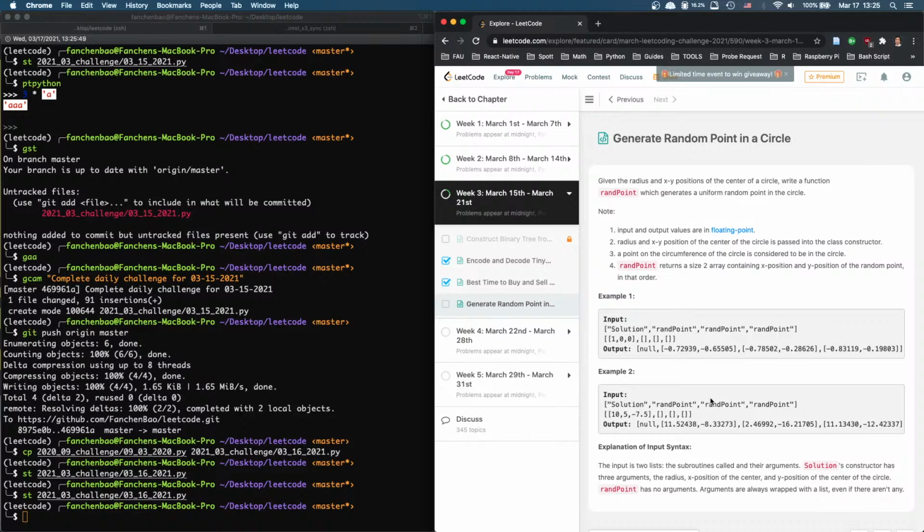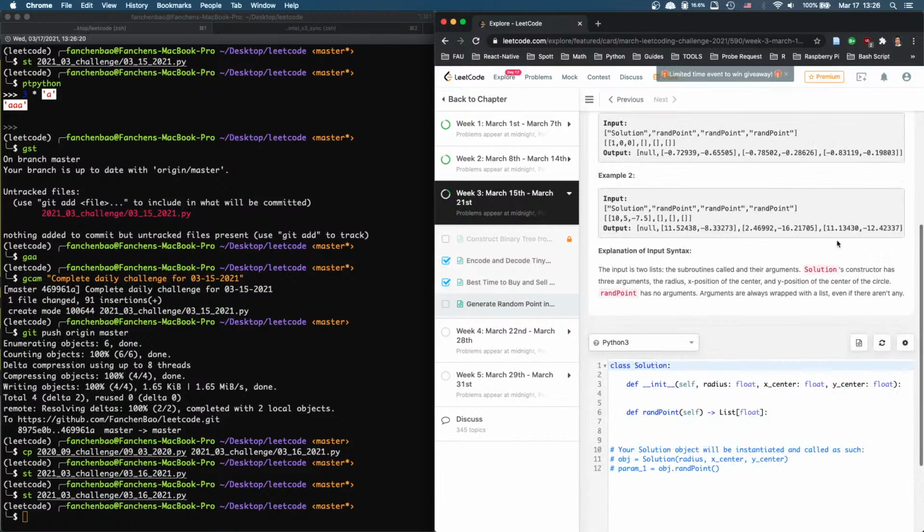Generate random point in a circle. Given the radius and xy position of the center of a circle, write a function random point which generates a uniform random point in a circle. Oh, uniform. That is the point. Input and output values are in floating point. Radius and xy position of the center is passed into the class constructor.